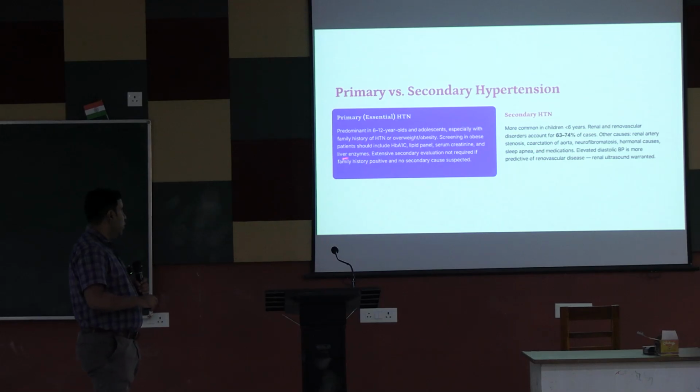Overweight or obese: screening in an obese patient should include HbA1c for metabolic screening. HbA1c is nothing but glycosylated hemoglobin, checked once in 3 months. Also lipid panel, serum creatinine and liver function.